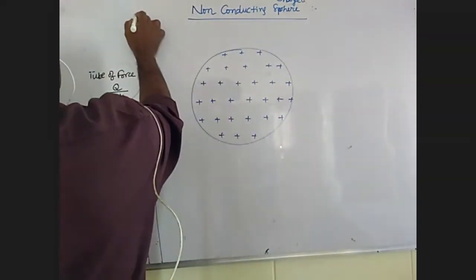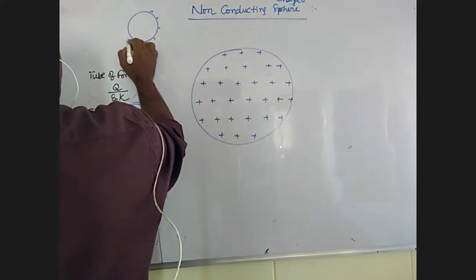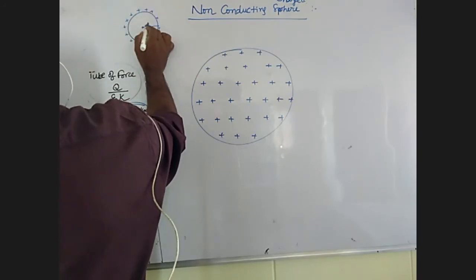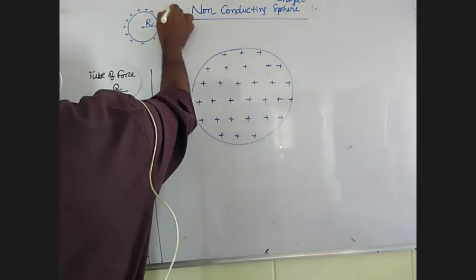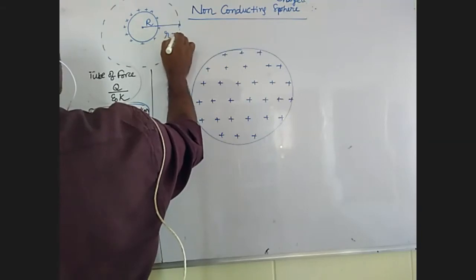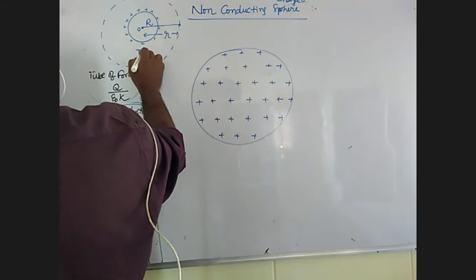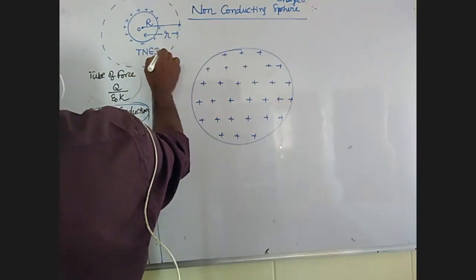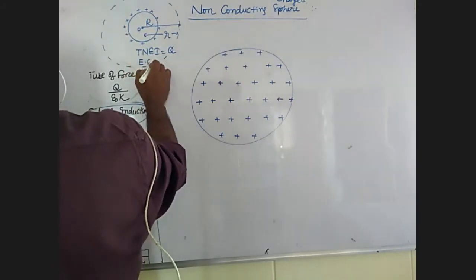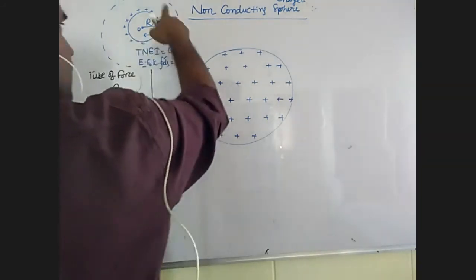In a conducting sphere, charge accumulates only on the surface. The radius is R. But here we considered intensity at a smaller distance. This condition is very simple: TNEI equals total charge Q. By this rule, E into epsilon naught K into integration of ds equals total charge. Like this way we complete it.